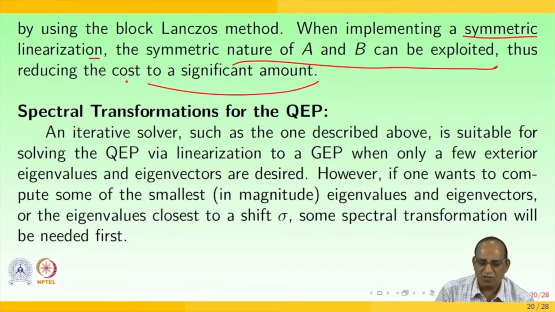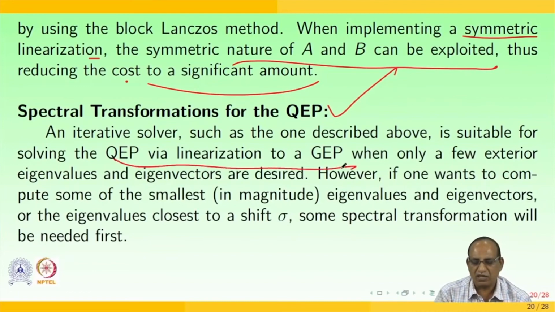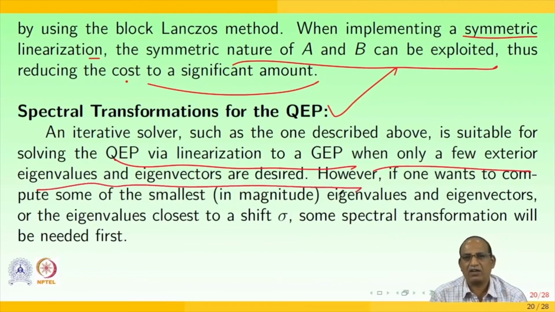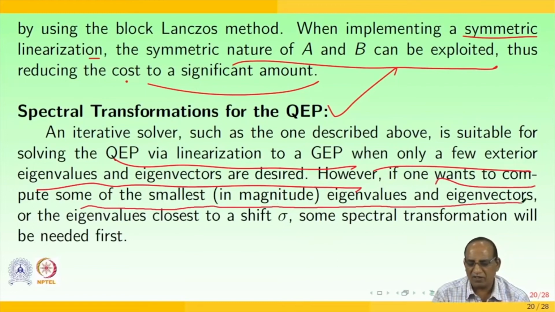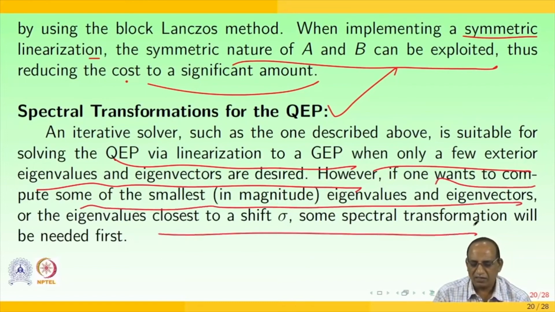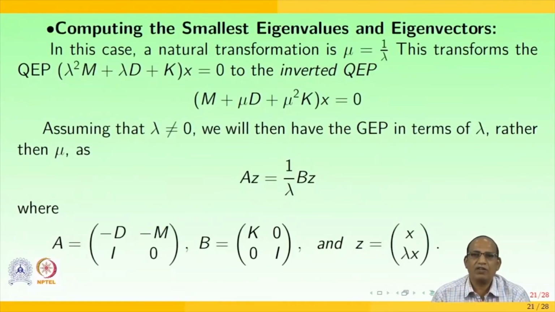Spectral transformation for the QEP. An iterative solver such as the one described above is suitable for solving the QEP via linearization to a GEP when only a few exterior eigenvalues and eigenvectors are desired. However, if one wants to compute some of the smallest eigenvalues and eigenvectors, then a spectral transformation will be needed first. Computing the smallest eigenvalues and eigenvectors, in this case, a natural transformation is mu equal to 1 over lambda.